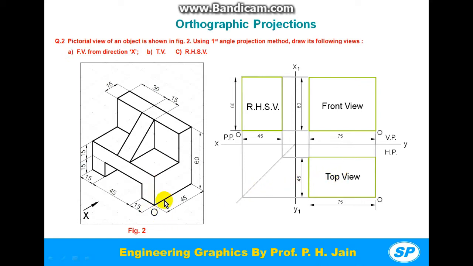Now mark origin O in each view. Now look at the question. In this object, origin O is at this corner, lower bottom corner. So from front direction, you will see that origin O is at right bottom corner. So in the front view, mark that origin O here at the right bottom corner. Similarly, from right hand side, you can see that origin O is at left bottom corner. So in right hand side view, mark that origin O at left bottom corner. Similarly, from top side, it is at right bottom corner.